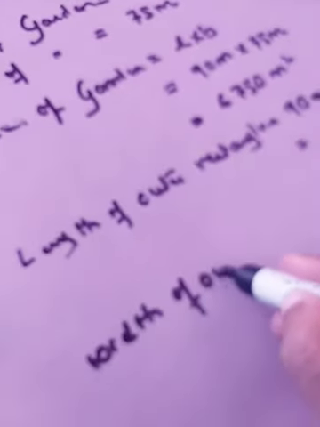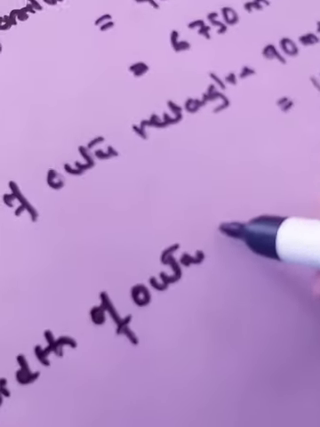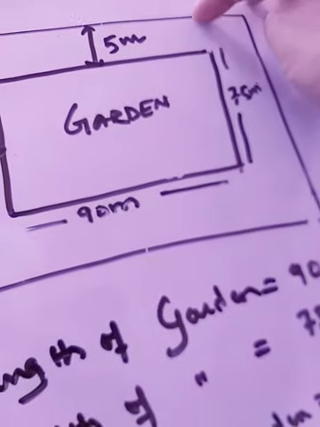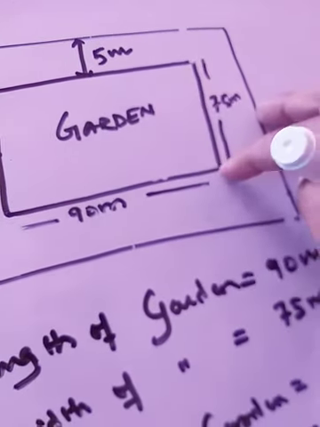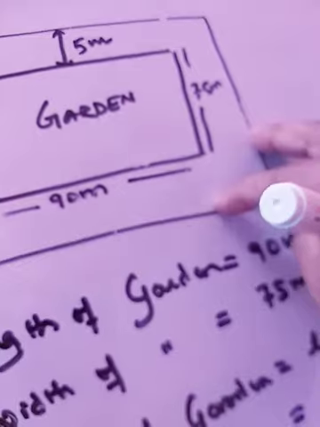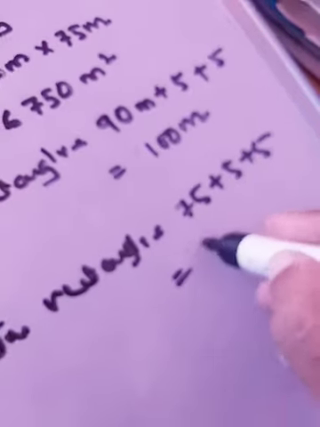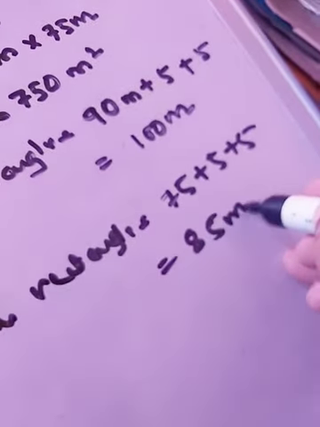Similar thing we have to do with the width also. So the width of the outer rectangle would be, now inside the width is 75 meter. So from this side we'll add 5 meter, and from this side also we'll add 5 meter. So it will become 75 plus 5 plus 5, so it will become 85 meter.